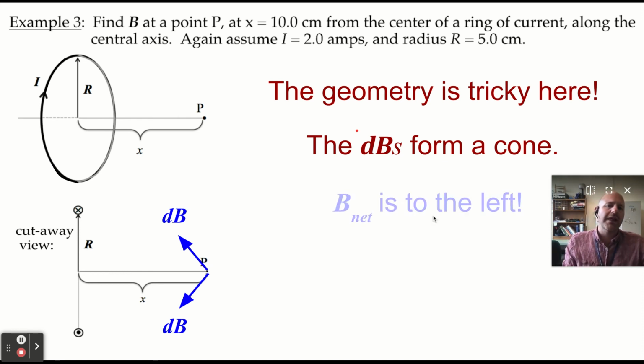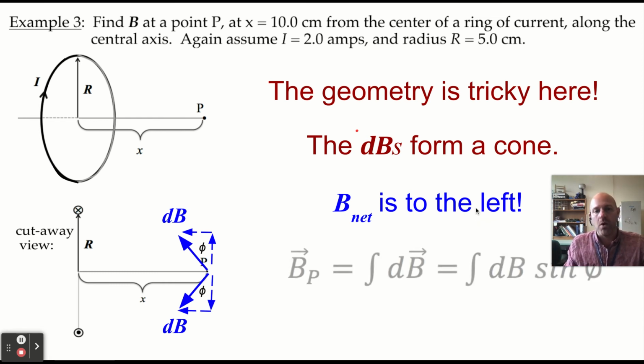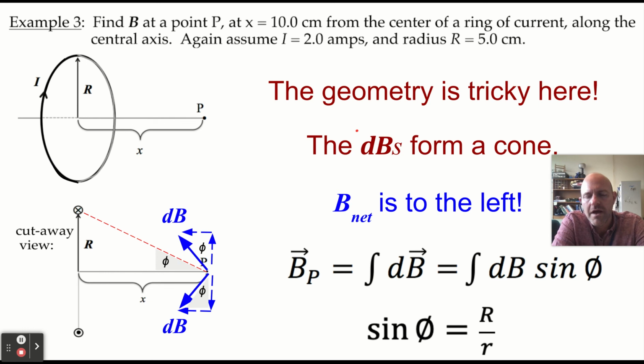So the dB sort of form like a little cone, and the net magnetic field is to the left. So we're going to try to find the trig function that will give us just the part we want. So notice I've added a new angle here, not theta, so we're not confusing. We're using phi. But basically, we're going to multiply each little dB by the sine of phi, and that angle actually is a constant because the shape of the cone is consistent all the way through, which is nice. And so we're going to use that piece to make an argument about what should go there.